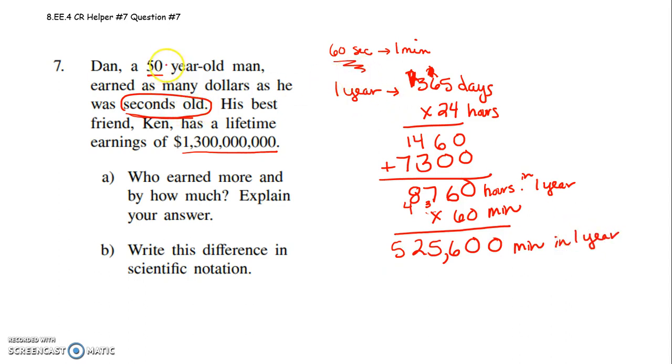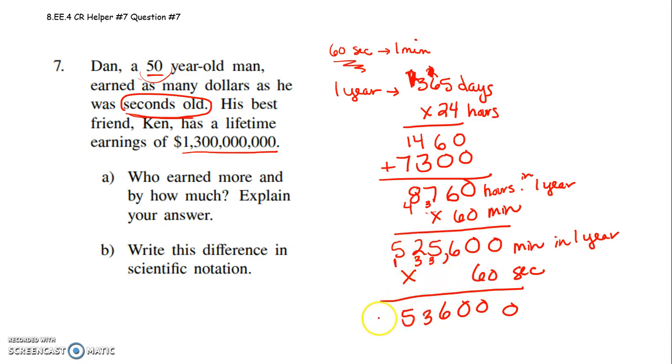Now we got to figure out how many seconds, because eventually we got to figure out how many seconds old that 50-year-old is. So there's 60 seconds in a minute. So I multiply this by 60. 6 times 0 is 0. 6 times 0 is 0. 6 times 6 is 36. Put down a 6, carry a 3. 6 times 5 is 30, and 3 more is 33. 6 times 2 is 12, and 3 more is 15. 6 times 5 is 30, and 1 more is 31. So is that 31,536,000 seconds in 1 year?